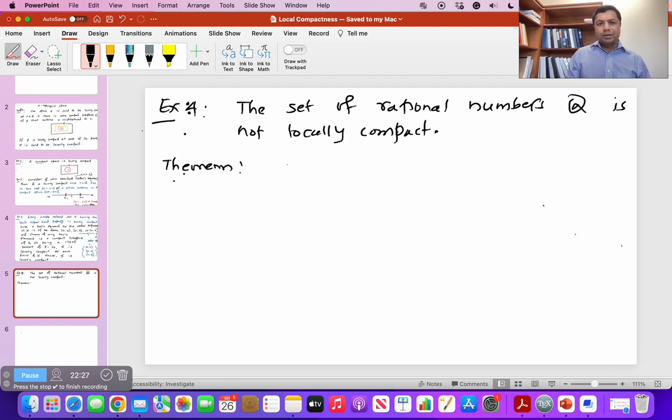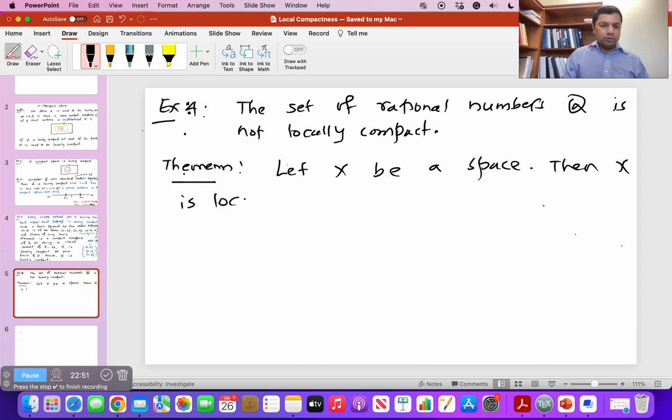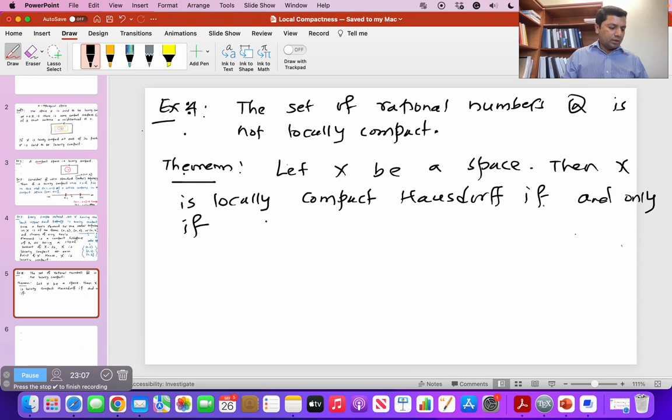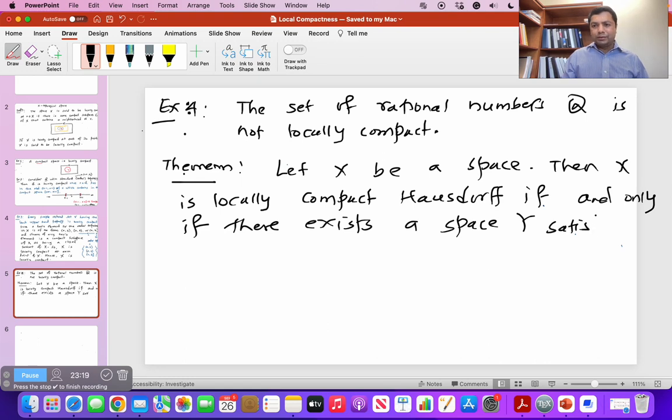As I said before, this theorem will give us the relation between a compact Hausdorff space and its locally compact Hausdorff subspace. So here is the statement. Let X be a topological space. Then X is a locally compact Hausdorff space if and only if there exists a space Y satisfying the following conditions.